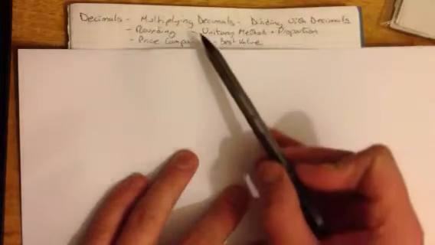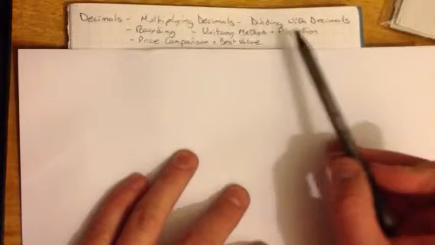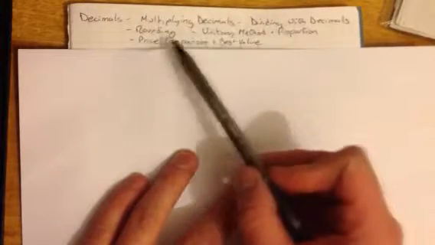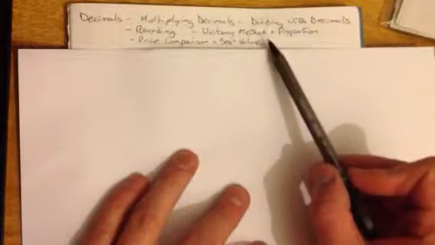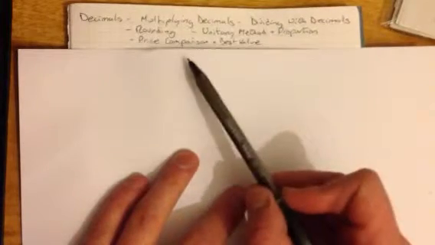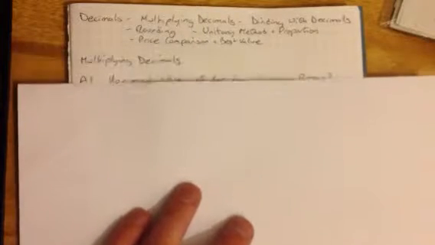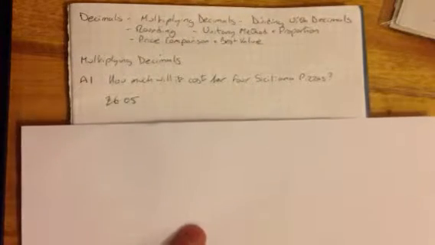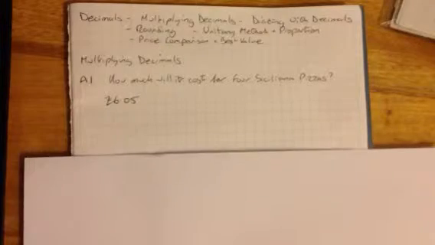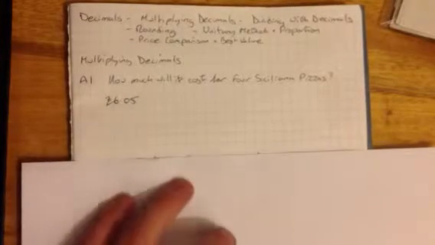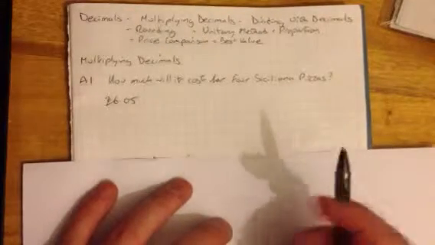Today we are going to be working on the decimals chapter of the textbook, and hopefully it's going to help us with the following areas: multiplying decimals, dividing with decimals, rounding, unitary method and proportion, and price comparison and best value. We're going to start with a little bit of work on multiplying decimals. To help you with this, I'm going through a question from the book.